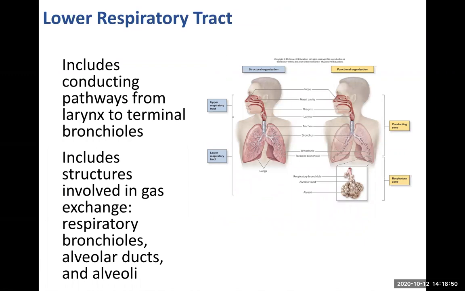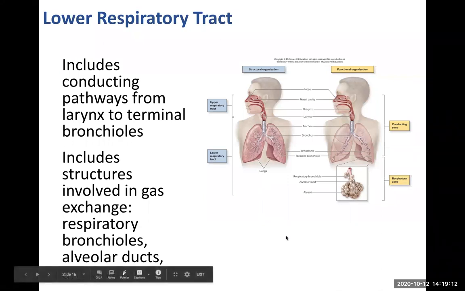Okay, so the lower respiratory tract. So again, the upper respiratory tract ends with the pharynx. So now we're going to go through and talk about structures that make up the lower respiratory tract, which is going to start with the larynx and then go all the way down into the alveolar ducts and the alveoli.